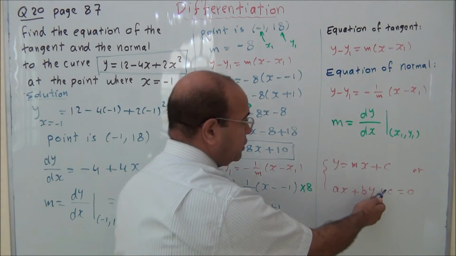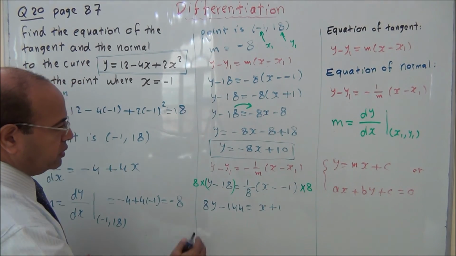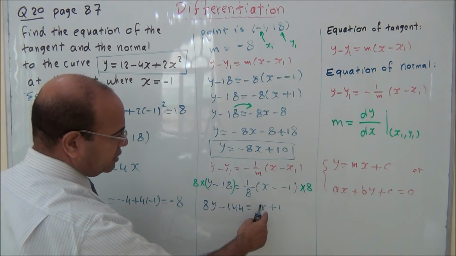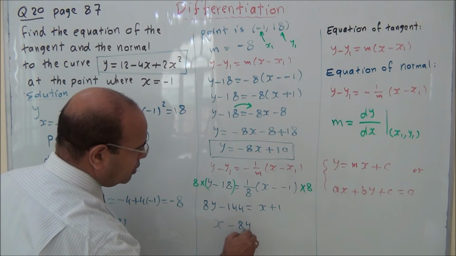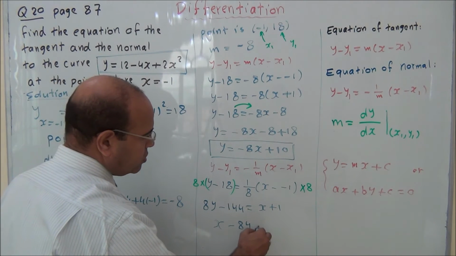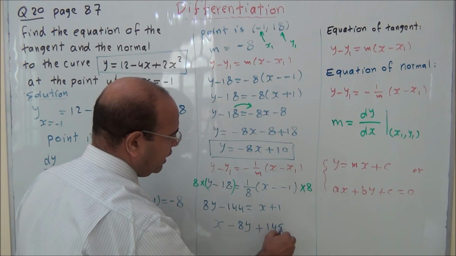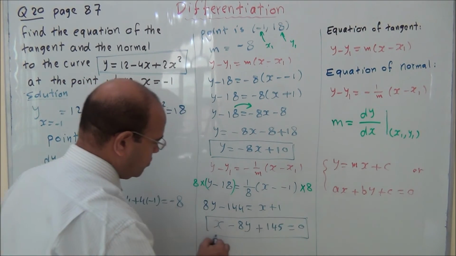We write this equation in this form: ax plus by plus c equals 0, so we move all to the other side. So x minus 8y minus 144, it becomes plus 144 plus 1, so it's plus 145 equals 0. So this is the equation of the normal.